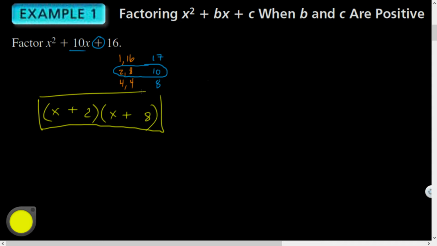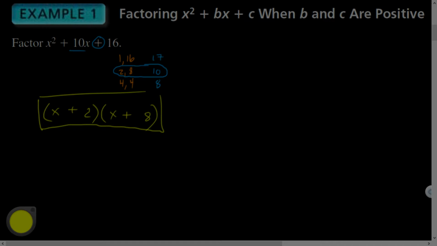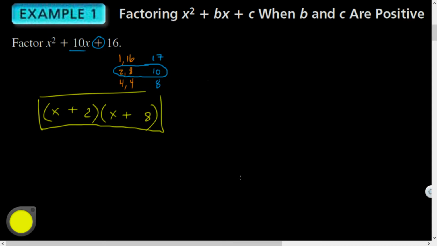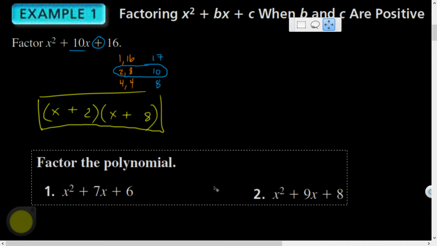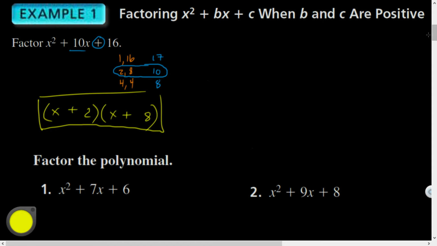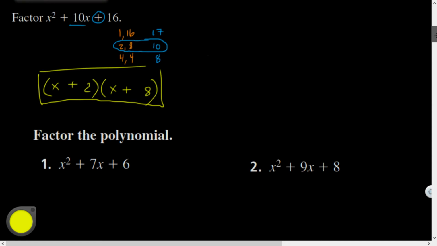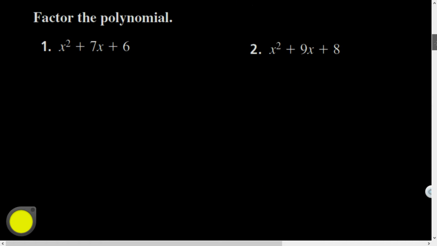I just spent a lot of time on one example. We're going to do a lot of these so your brain develops a pattern. We're doing this over a few days here. Factoring. Here we go. Slow down. We're doing this together.